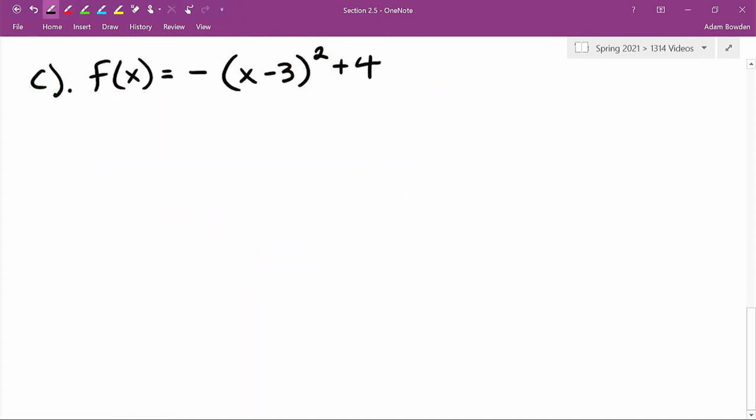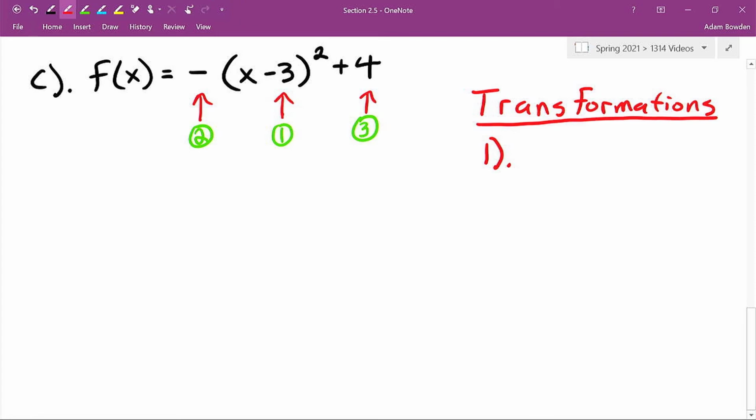Now the next one we're going to look at is f of x equals negative (x minus 3) raised to the second power, and then plus 4. So we have actually 3 transformations at work here. And the order of the transformations would go like this. The first is going to be the horizontal transformation from the minus 3, which is actually moving it to the right by 3 units.